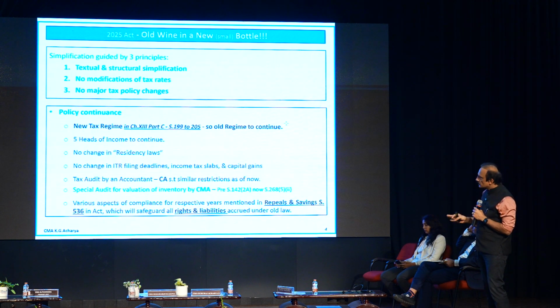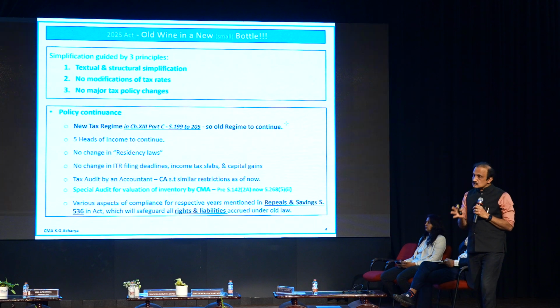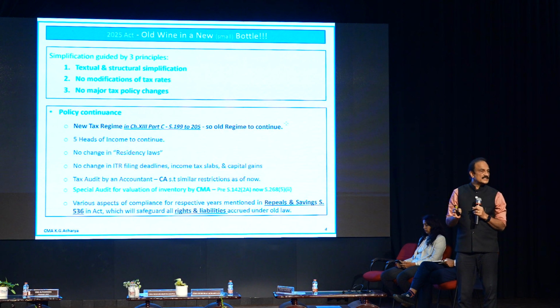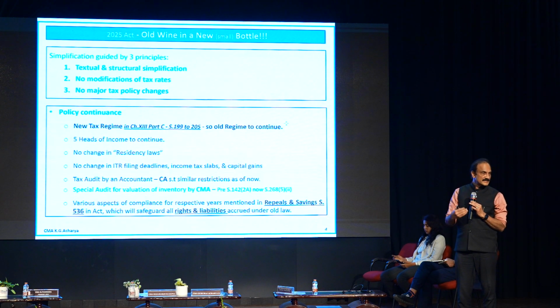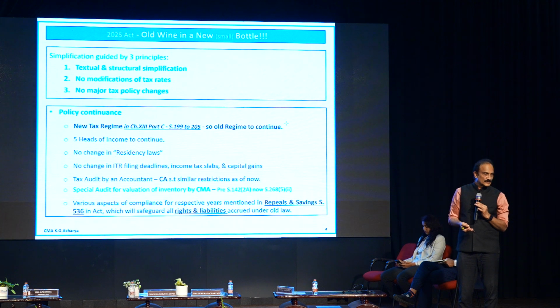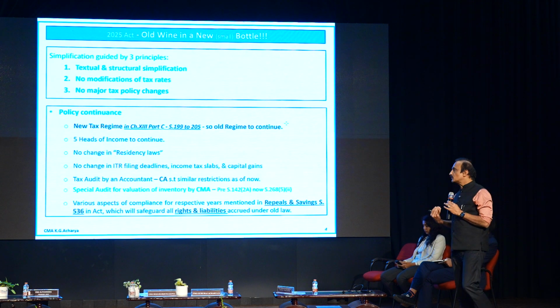Policy continues, new regime continues, old regime also continues. We thought that the old regime will go with the new Act, but the old regime continues. One of the reasons for the old regime to continue is section 10, which gives exemption for MPs and MLAs. The salary and allowances that MPs and MLAs receive are exempt from tax under section 10. If that goes off, the MPs and MLAs have to pay taxes. So that is the reason why the old regime continues.